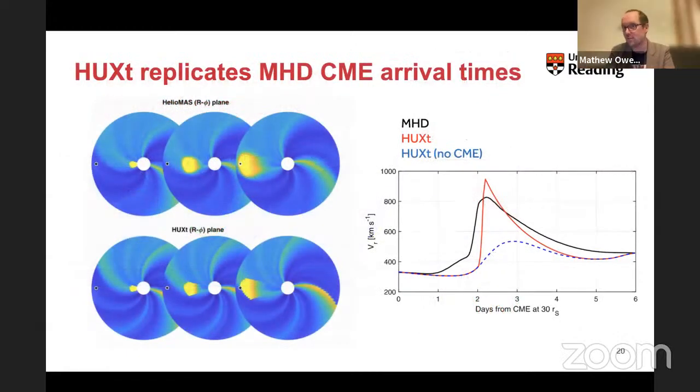Given the level of approximation that goes into it, it surprises me it works as well as it does. You can do the same for CMEs. So here's a CME at 3 different times in a 3D MHD model. Here's the same CME in the same solar wind from HUXt. And you can see there are sharper gradients. Features are not identical, but they're very, very similar. And again, the MHD is not right, but that's what we're attempting to emulate here.